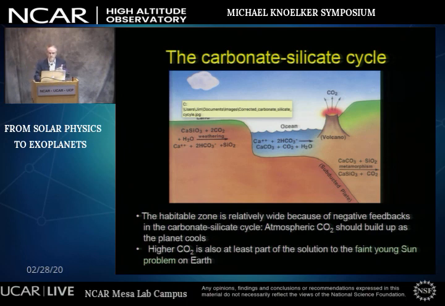And so Eric already mentioned the faint young sun problem. We think this is a large part of the answer to the faint young sun problem. The sun was 30% less bright when we started, at 4.6 billion years ago. There's pretty good evidence that the Earth was not frozen during the first half of its history. And so why was that? Well, CO2 is probably a large part of the answer.